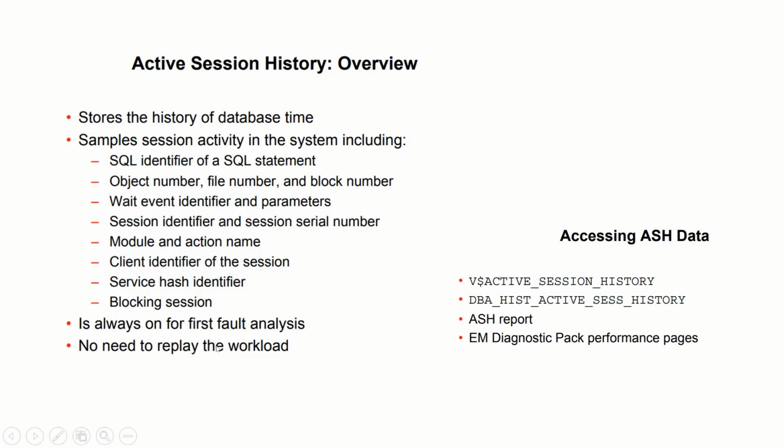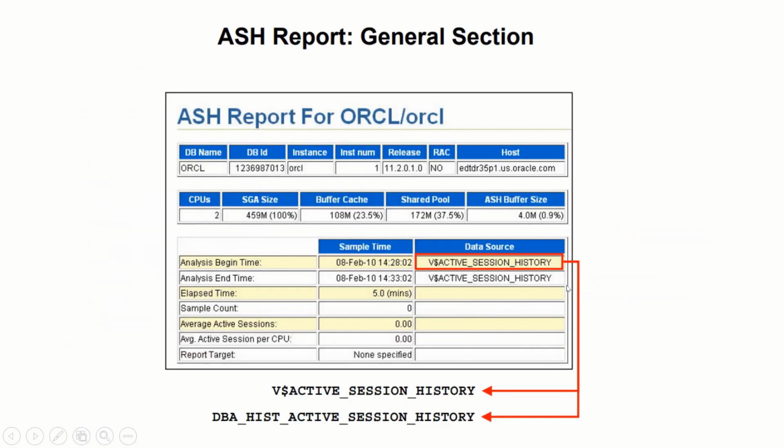So it is always the first fault analysis. You can directly get the issue and why it is occurring. There is no need to replay the workload or generate the AWR report in that scenario. You can even access the ASH data from the V$ACTIVE_SESSION_HISTORY view. The ASH report can be generated from Oracle Enterprise Manager. The AWR report can also be generated from Oracle Enterprise Manager, and even the ADDM report, that is OEM. You can also get the details from the SQL prompt using the V$ACTIVE_SESSION_HISTORY view.